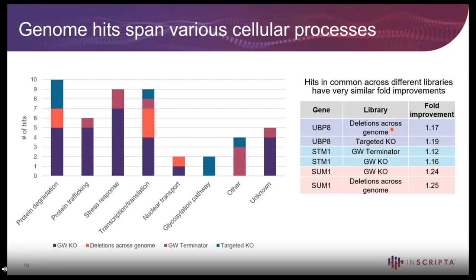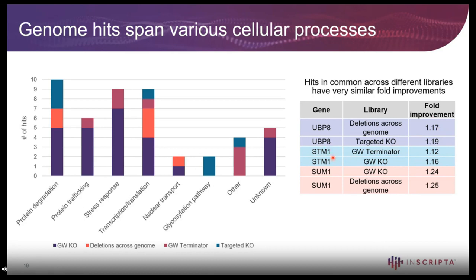And it's important to note that these are actually two different strategies. The targeted knockout introduces a triple stop at the beginning of the gene, so the gene is basically truncated. Whereas in the case of UBP8, there was about a 50 base pair deletion in the middle of the open reading frame. And both of these libraries were able to yield this UBP8 gene, and it was very nice to see that the fold improvement from edits targeting this gene was very similar.